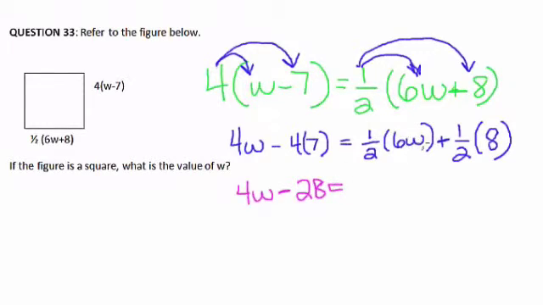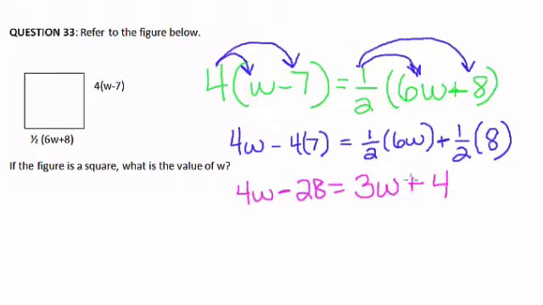1/2 times 6W, that's like taking half of 6 or multiplying 6 times 1/2. I like to think of it as 6 divided by 2. And I know 6 divided by 2 is equal to 3. Now don't forget the W, 3W, plus 1/2 of 8. 1/2 of 8 is exactly 4. 8 divided by 2 is 4. So we can write a 4 there.